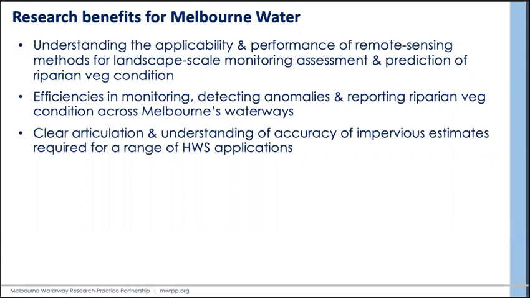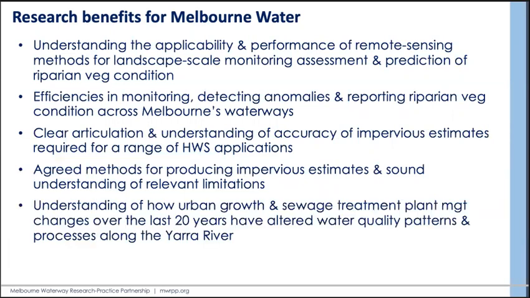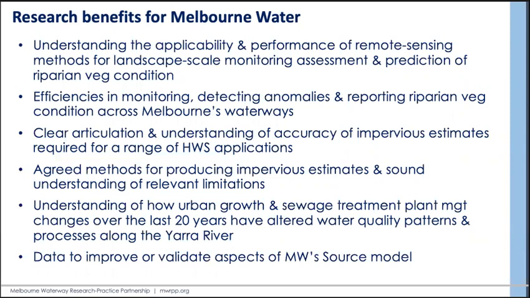clear articulation and understanding of accuracy of impervious estimates required for a range of healthy waterway strategy applications, agreed methods for producing these impervious estimates and a good understanding of the relevant limitations, understanding of how urban growth and sewage treatment plant management changes over the last 20 years have altered water quality patterns and processes in the Yarra River. And finally, data to improve or validate aspects of Melbourne Water's source model.